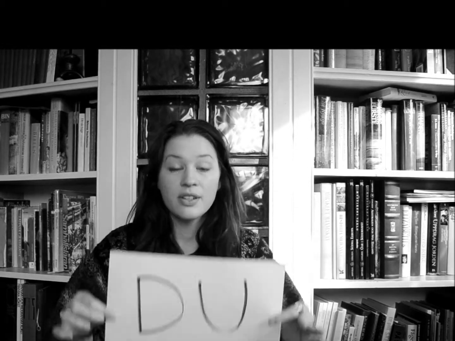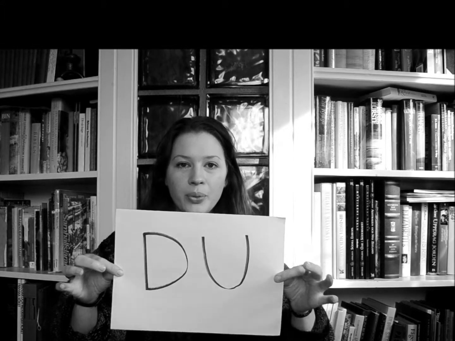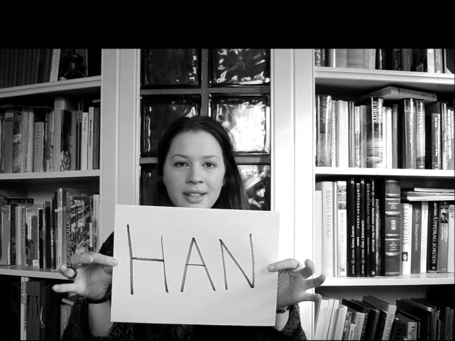The next one is the you form. It's only one word. So it's du, you. Rhyme. Anyway, that's easy. Move on. She, hon. She is hon. Perfect. Han, he. Han, he. Yay.